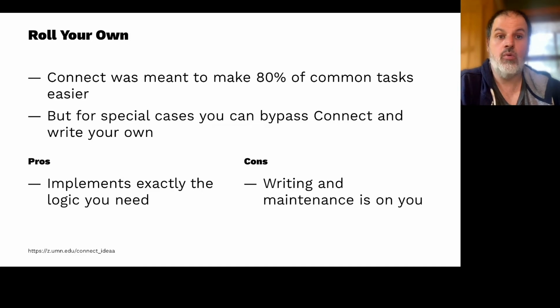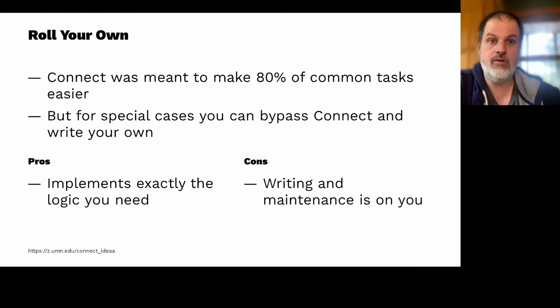Finally, you could do something like rolling your own. As I said earlier, Connect was meant to handle the 80% most common use cases. And you might have a use case for getting data into or out of Kafka that doesn't really fall into that 80%. You can always just write your own. Get the data yourself, push it into Kafka, get the data out of Kafka, put it wherever you want. As a result, this is going to implement exactly the logic you need.